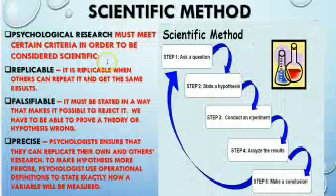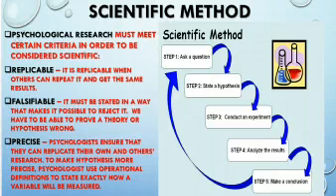More about the scientific method. Psychological research must meet certain criteria in order to be considered scientific. It must be replicable. It is replicable when others can repeat it and get the same results with the same group of subjects, but at a different time and under the same conditions.